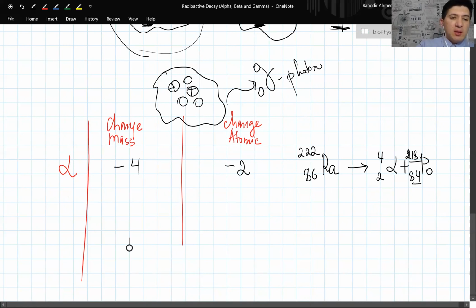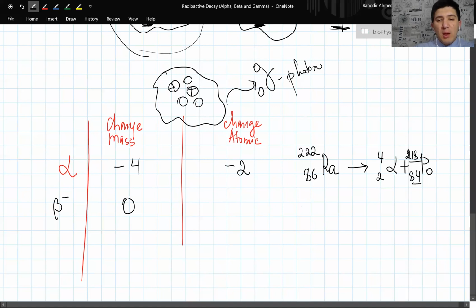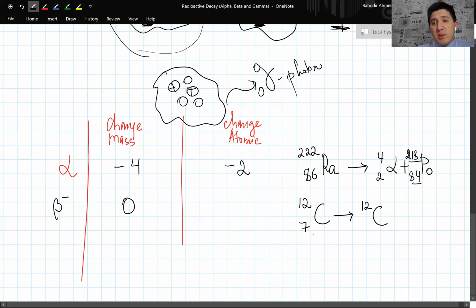So we'll talk about the negative beta radiation. In this case, there is no change in mass, because whenever the beta radiation happens, it's when the neutron becomes a proton, right? So there is no change in the mass, but the atomic number changes. For example, if some element has 7 protons and 12 atomic mass, then this is going to have 12. So some of its neutrons become a proton.